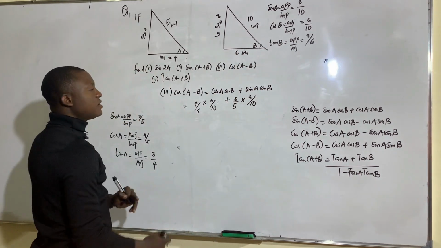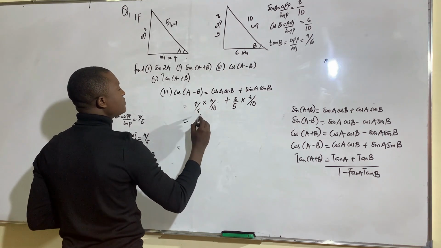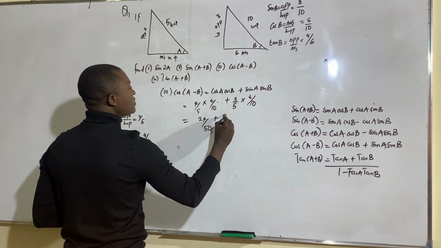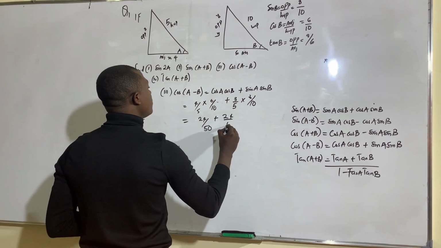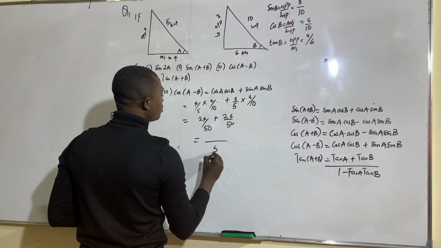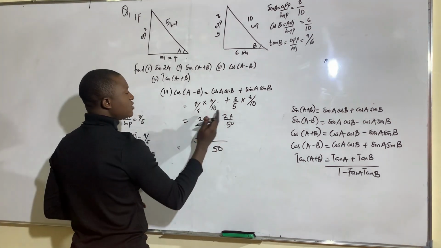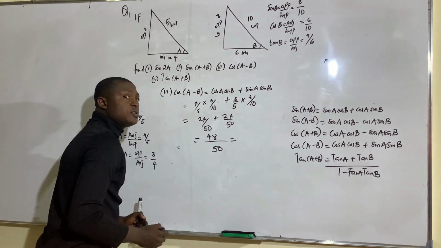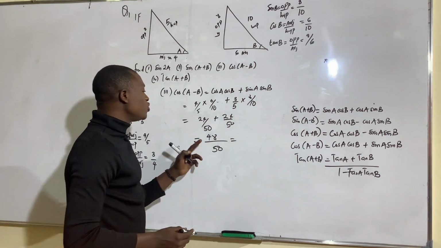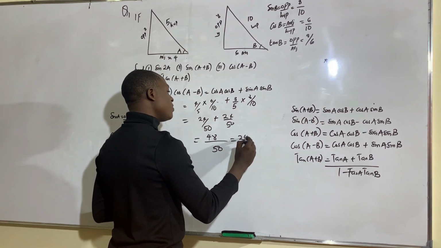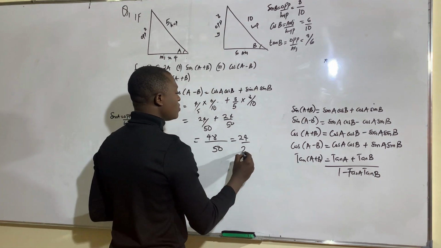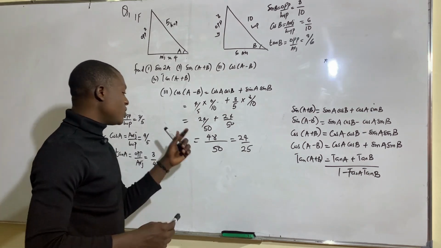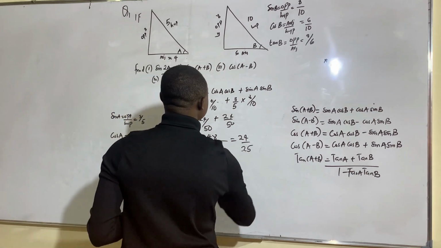To make it easier, you can just multiply them together. 4 times 6, we have 24 over 50. This one too, we have 24 over 50. The denominator is going to be 50, right? So now 24 plus 24, of course, we are going to have 48. So let me do this one. 2 in 48, we have 24. 2 in 50, of course, we are going to have 25. So now you can see the next one. Let me solve the next one.